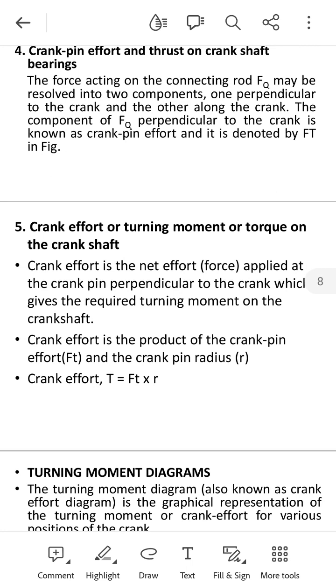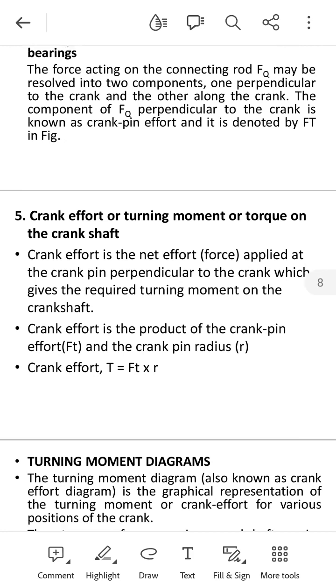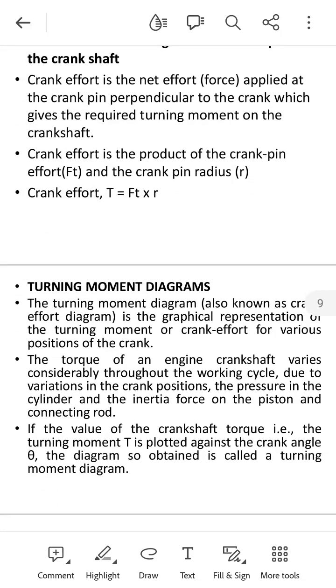Crank effort is the net effort, that is the force applied at the crank pin perpendicular to the crank, which gives the required turning moment on the crankshaft. Crank effort is the product of the crank pin effort and the crank radius. Crank effort is equal to Ft into R. The next topic, turning moment diagrams. A turning moment diagram is the graphical representation of turning moment or crank effort for various positions of the crank.